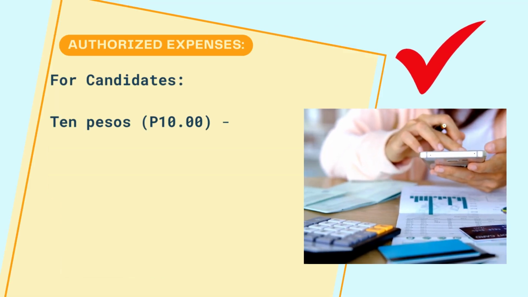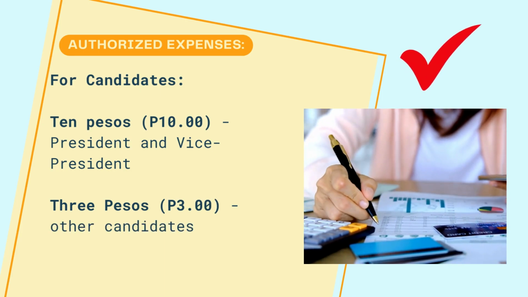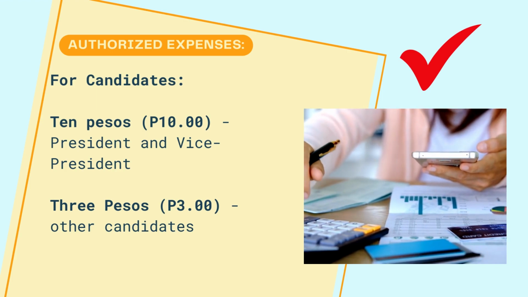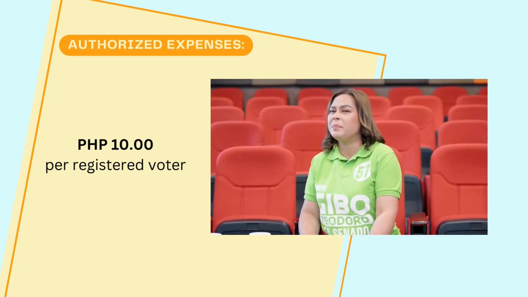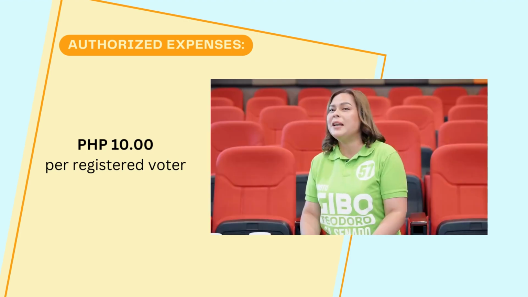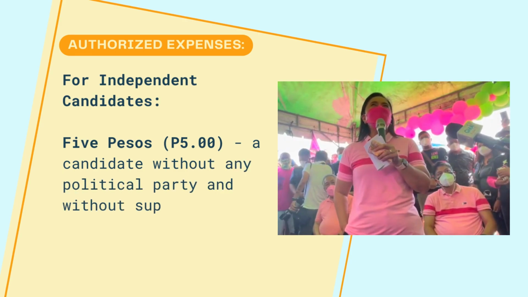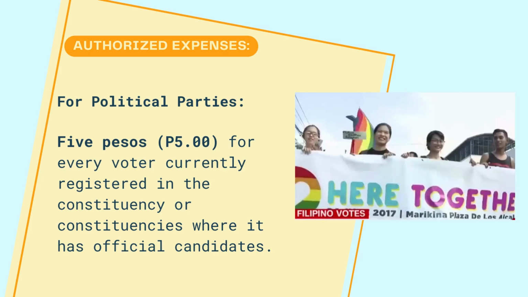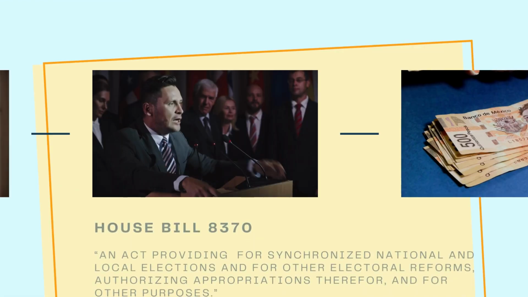Under RA number 7166, political candidates have spending limitations between 3 pesos and 10 pesos per registered voter. It depends on the elective position, party support, and membership. The presidential and vice presidential candidates, whether a member of a political party or not, can spend up to 10 pesos per registered voter. However, for those running as independent candidates, the ceiling is 5 pesos per registered voter. And for political parties, the expense ceiling is 5 pesos per registered voter.